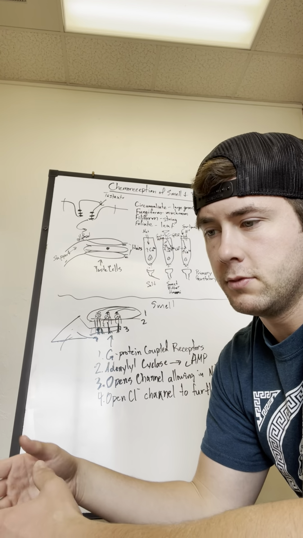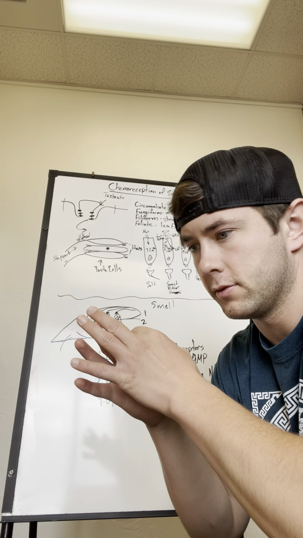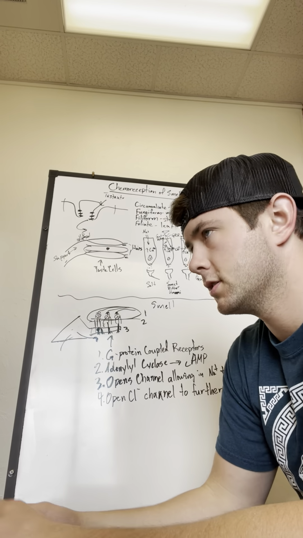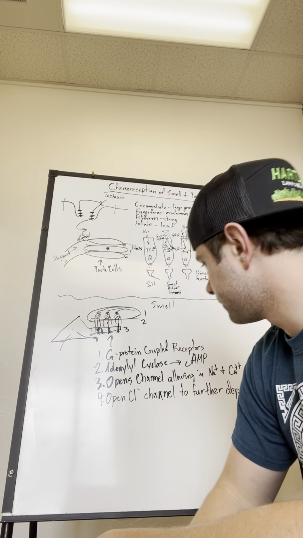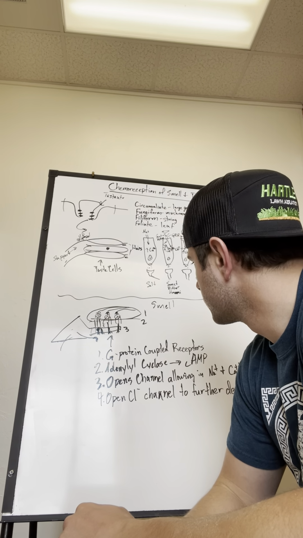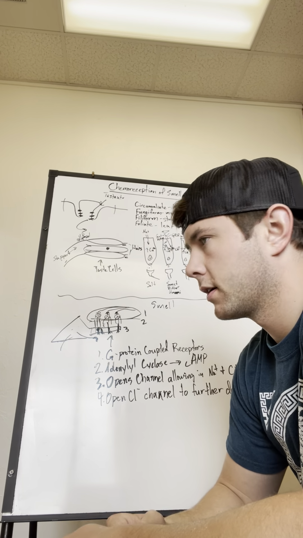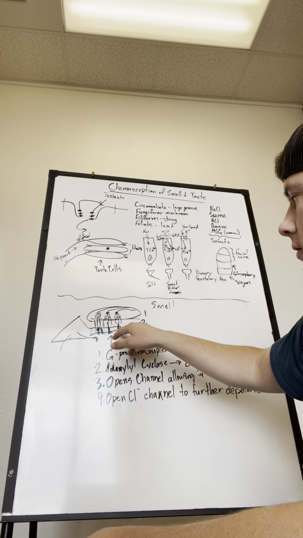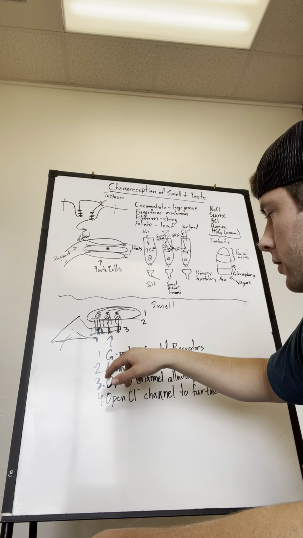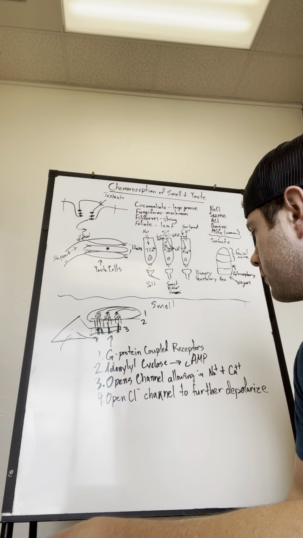And for humans, that can be an area of only about 10 square centimeters, which isn't huge, but it houses these cells. How does this all work? How do we get a signal to go? Well, first off, all of these olfactory neurons are G protein coupled receptors.